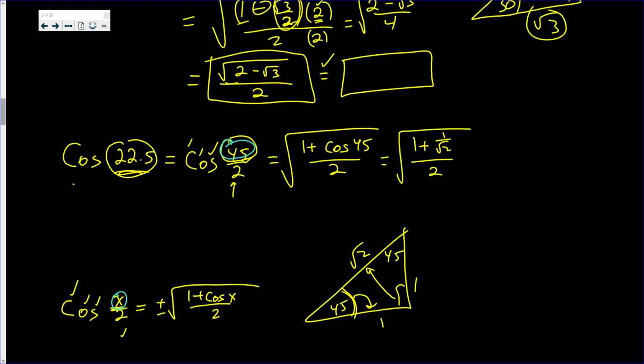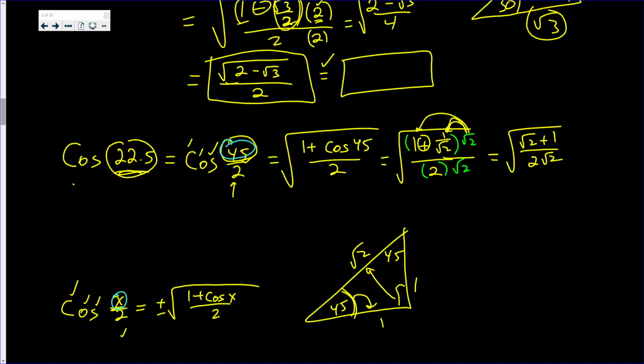No denominators in my numerators. So I'll multiply top and bottom by square root of 2. Square root of 2 times 1 is square root of 2, plus square root of 2 times 1 over square root of 2 is 1, over 2 square root of 2. Okay, there is your answer.